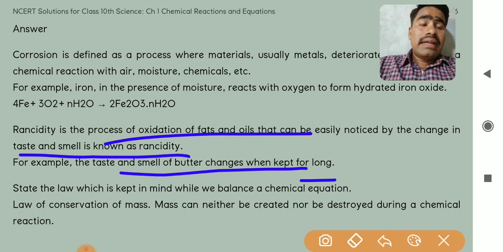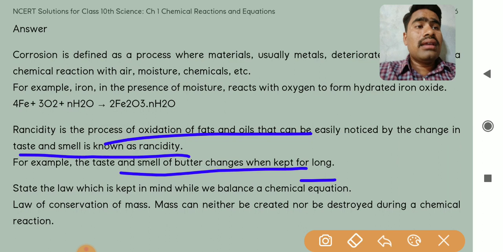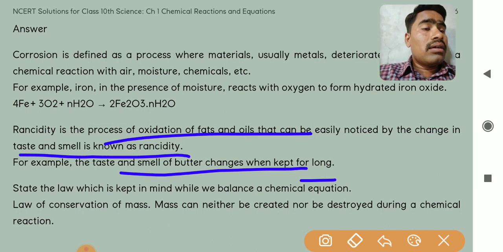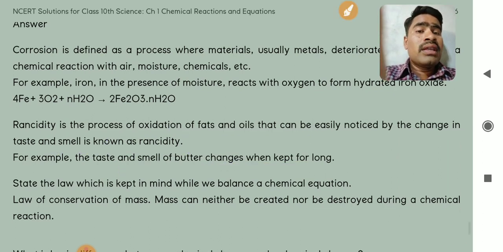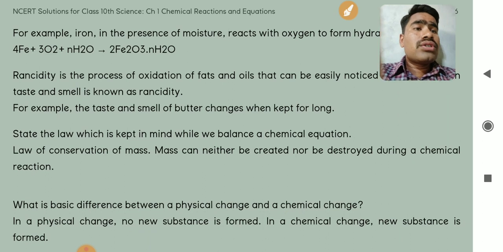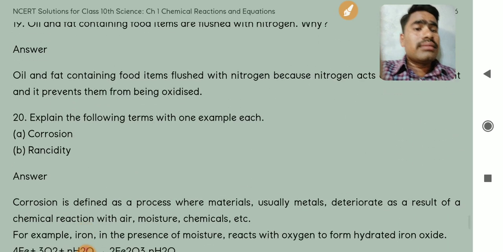The reason is that the oxygen causes the oxidation of the fats and oils that are present in the food material. Okay. Now, state the law which is kept in mind.